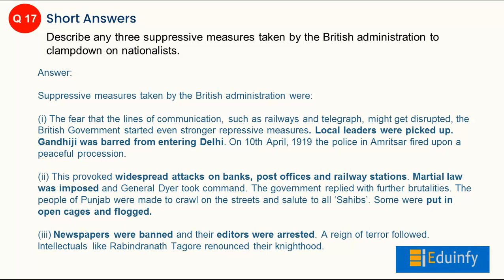This provoked widespread attacks on banks, post offices, and railway stations. Martial law was imposed. General Dyer took command. The government replied with further brutalities. The people of Punjab were made to crawl on the streets and salute all the sahibs. Some were put in open cages and flogged. Newspapers were banned and their editors were arrested. A reign of terror followed.